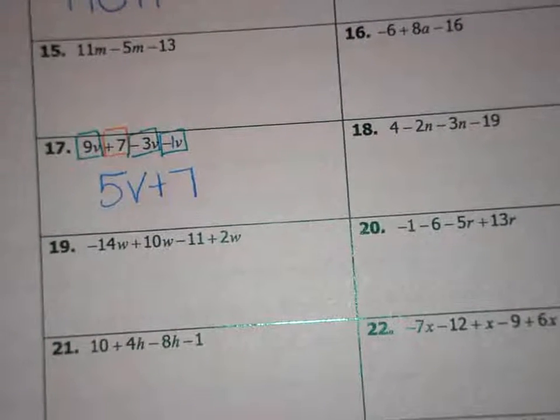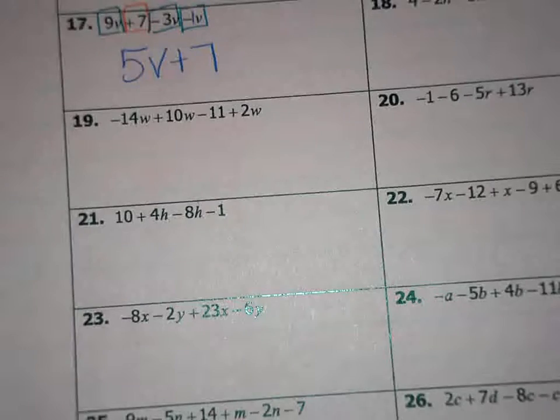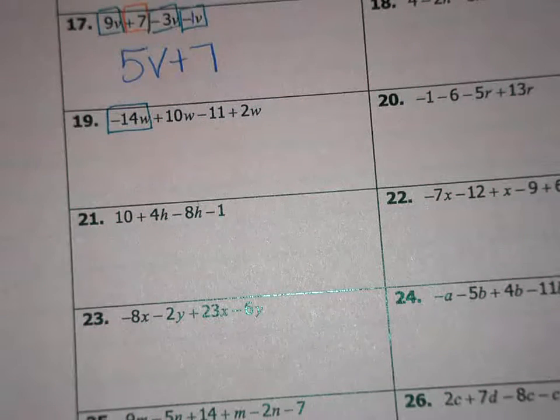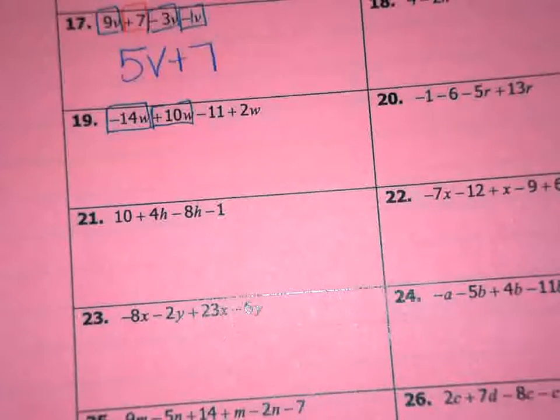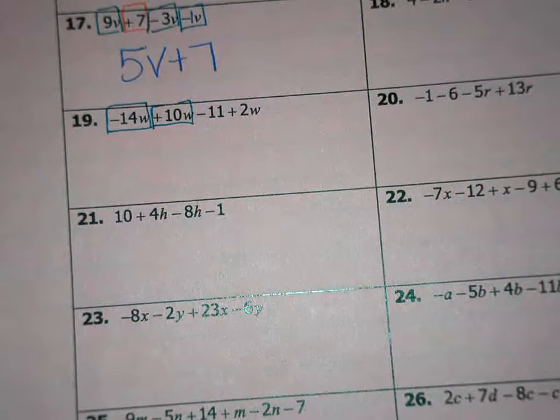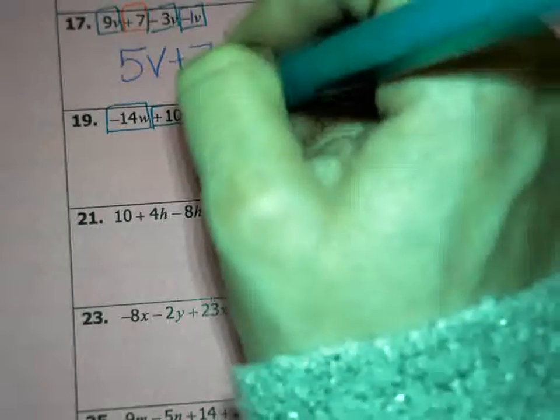Okay, let's look at number 19. What's the first term I should box in? Negative 14w. What do I box in after negative 14w? Plus 10w. And what do I box in after 10w? Plus 2w.